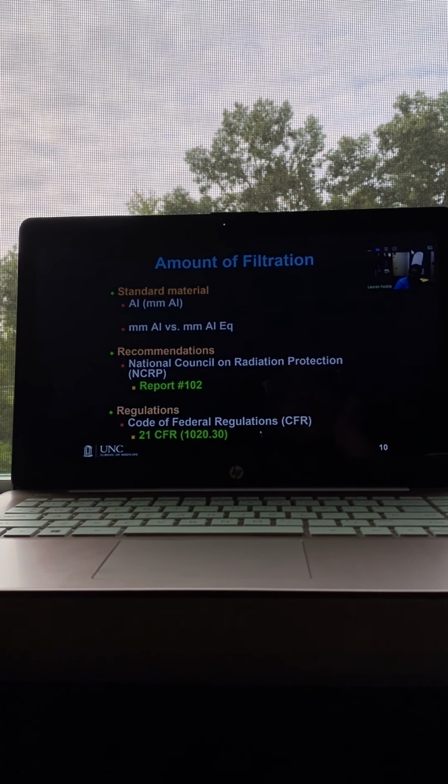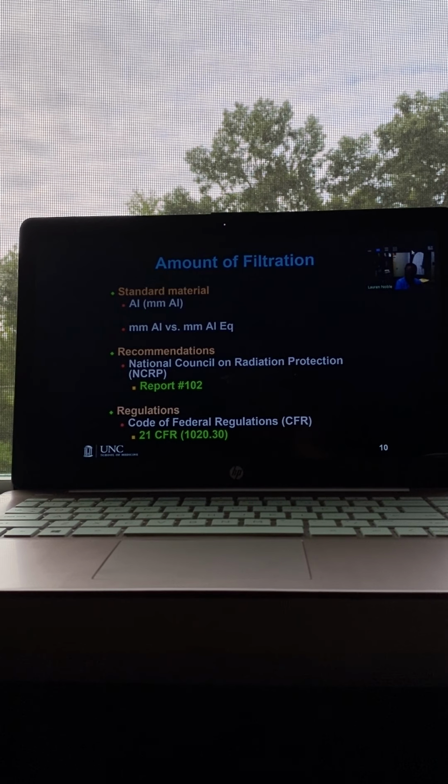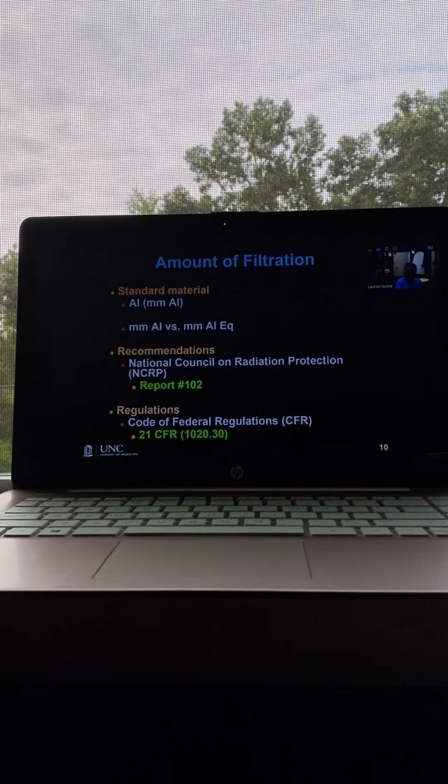With the regulations, it happens to come from something that's called Title 21 CFR, Part 1020.30. I did post a link for you with the Code of Federal Regulations, which will bring you to this document so that you can see not only the regulations for filtration, but other aspects of the equipment as well. And we'll be talking about those too at some point throughout the semester, just like we will be talking about recommendations. We're going to be talking about regulations too, not just relative to filtration, but other things.